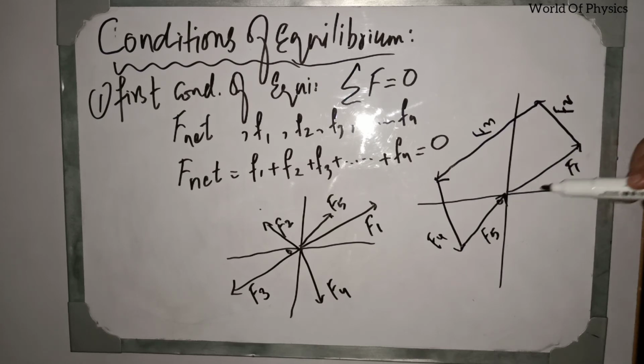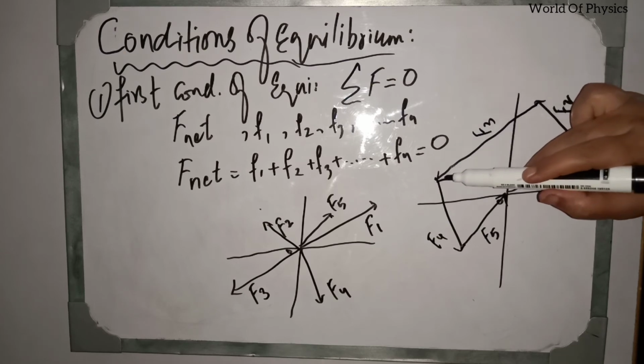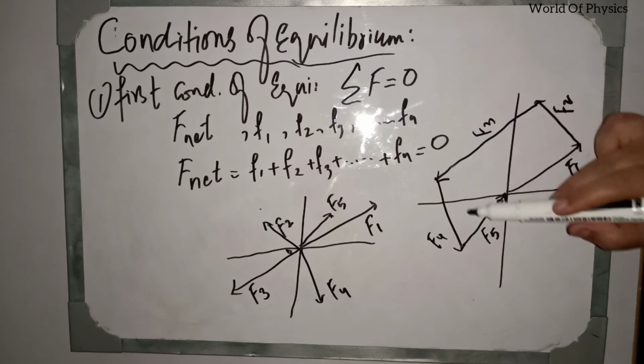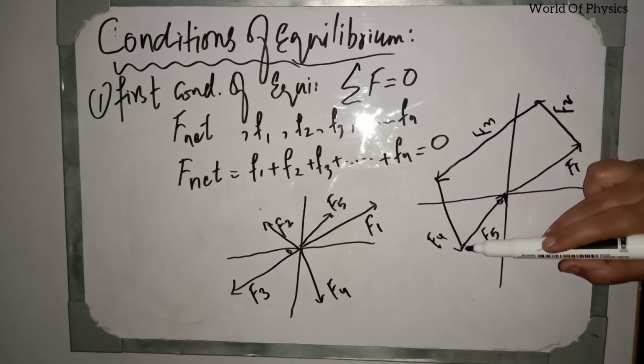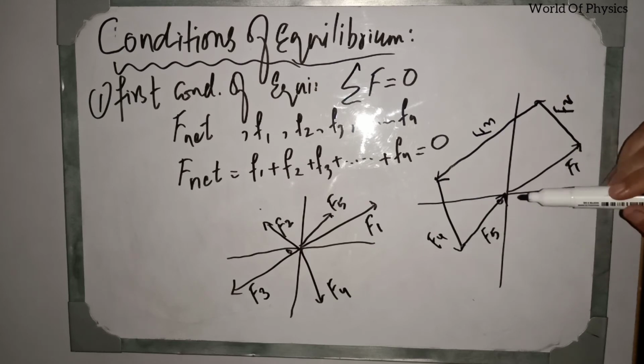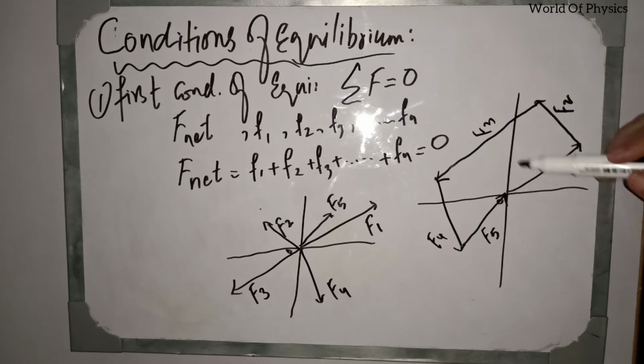On the head of F1, I have placed the tail of F2. On the head of F2, I have placed the tail of F3. On the head of F3, I have placed the tail of F4. And on the head of F4, I have placed the tail of F5. And F5's head is touching the tail of F1 automatically. It means the resultant is equal to 0.